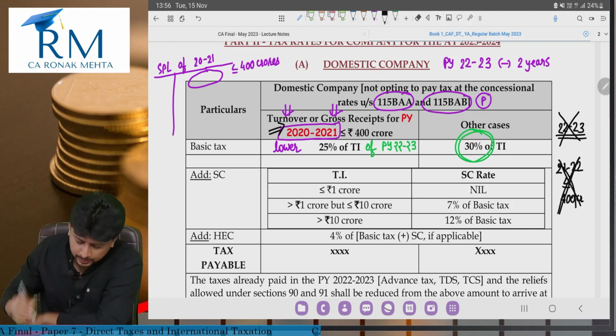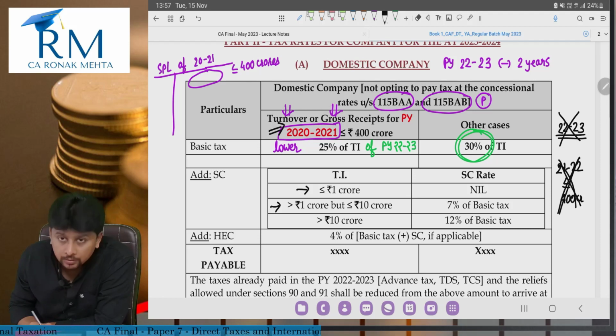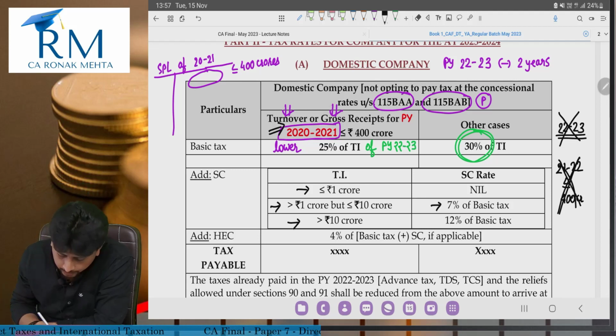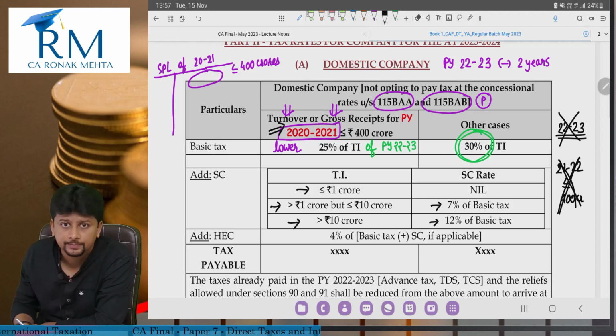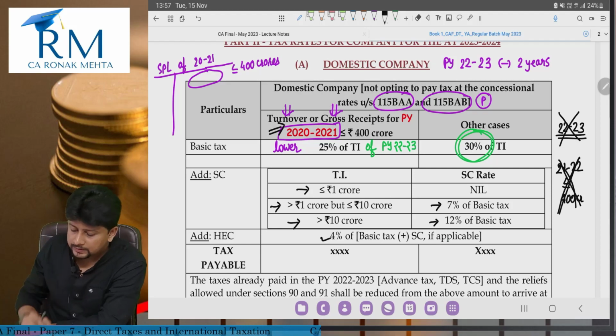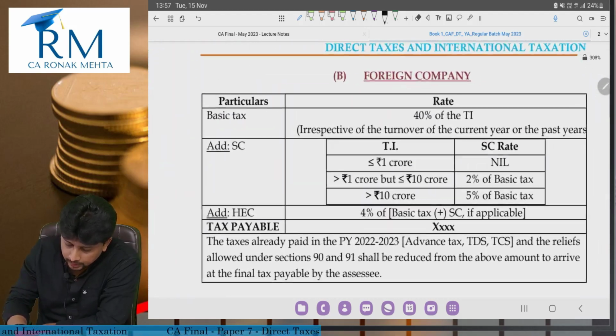Chalo. Surcharge calculation: if the total income is up to 1 crore, no surcharge. If it exceeds 1 crore but does not exceed 10 crore, 7% of the basic tax obviously. And if it is above 10 crore, 12% of basic tax. Health education cess of 4% will always apply. This is for your domestic company. And last thing, foreign company.